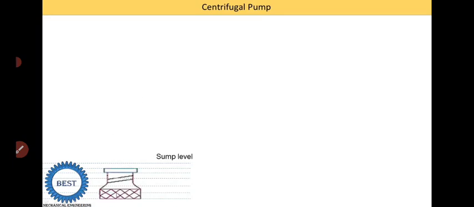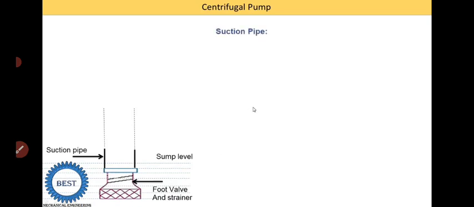In this construction, the lowermost component is known as the foot valve and strainer. It is connected to one end of the suction pipe. So this is the suction pipe. What the suction pipe, foot valve and strainer are, that we learn. Then we move towards the next component.